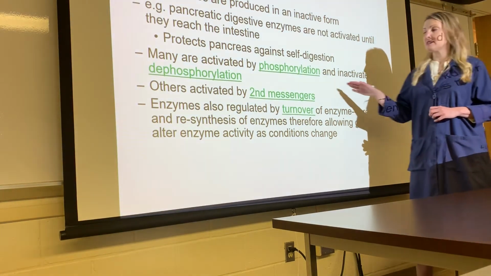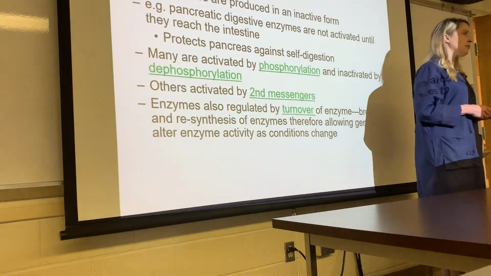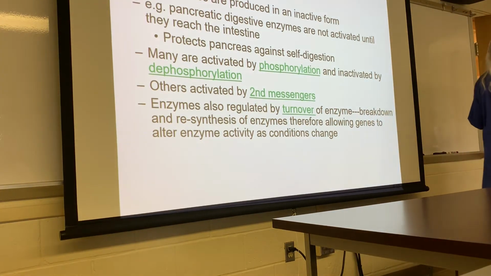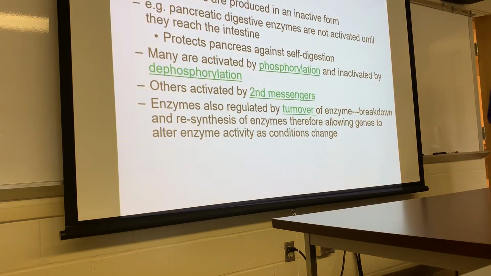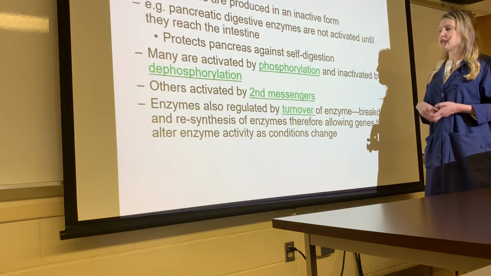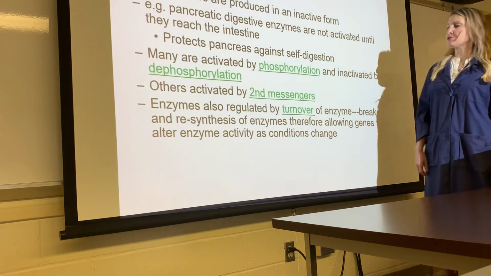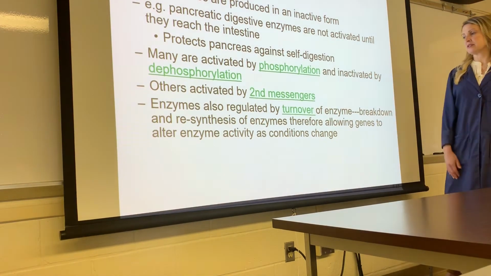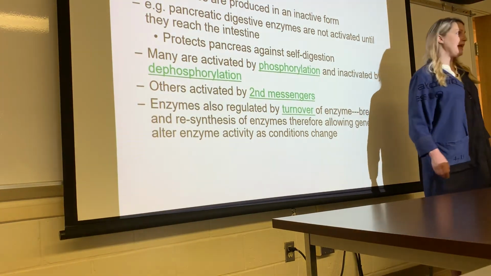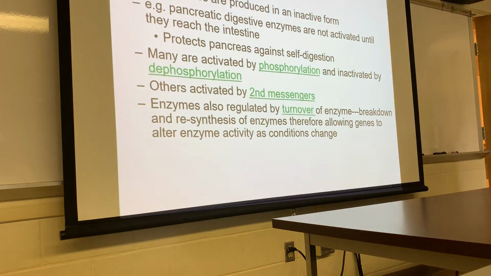Others can be activated by second messengers, like, for example, cyclic AMP, cAMP, or G proteins, those types of things. And enzymes are regulated by the turnover of the enzymes. So basically, breakdown and resynthesis of enzymes. We regulate how much of an enzyme we produce, so that we don't have too much for a particular thing, and we don't have too little for a particular process. We want to have just the right amount.